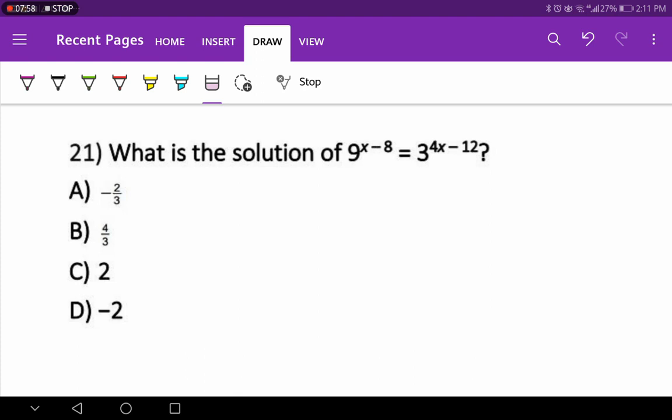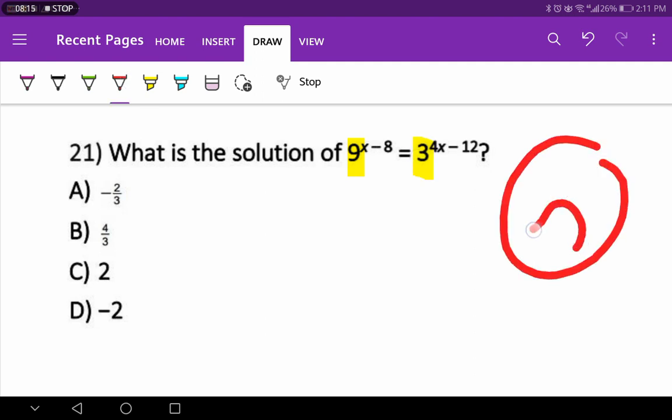Muhammad, please. Question 21: what is the solution of 9 to the power of x minus 8 equals 3 to the power of 4x minus 12? Now, are you happy or sad? Sad, because the base is not the same. So you have to draw this face, and you are sad, not scared, sad.